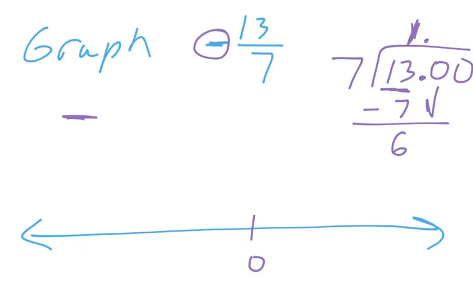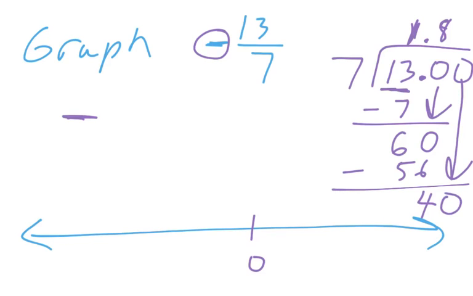Bring down your 0. And now we continue with the division. 7 goes into 60 8 times because 8 times 7 is 56. Okay? We subtract and we get 4. Bring down our last 0 there. We could keep going if we wanted to, but we're only going to go one more place. 7 goes into 40 5 times, 35. And then 5 is our remainder.